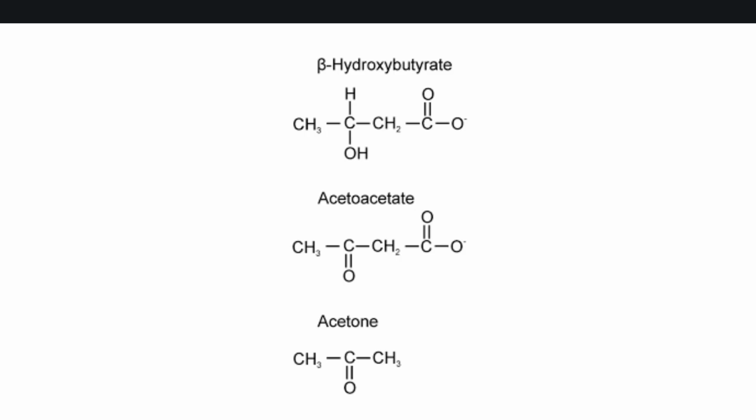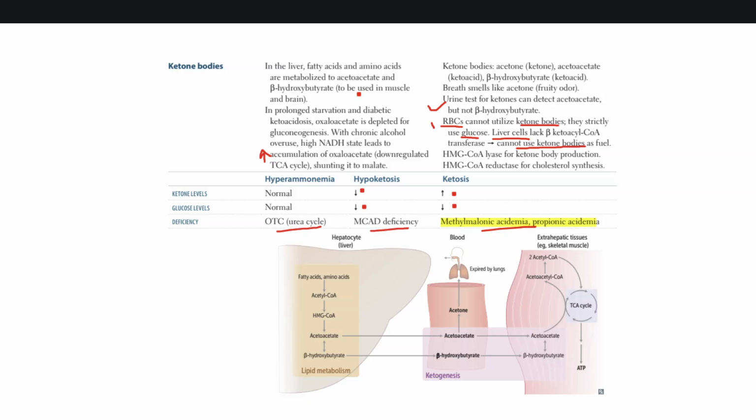But they interconvert back and forth, right? So these are the two ketones. It's important to remember their names because in certain questions, they will come up as options. Now, in the liver, fatty acids and amino acids are metabolized into these two things. In prolonged starvation, ketoacidosis occurs, and oxaloacetate is depleted for gluconeogenesis, etc. It spills into the blood, right?